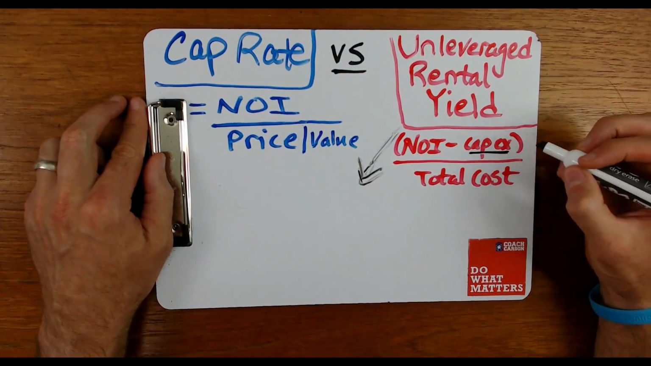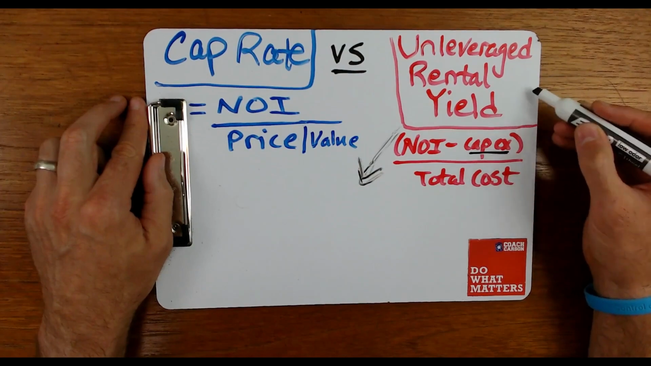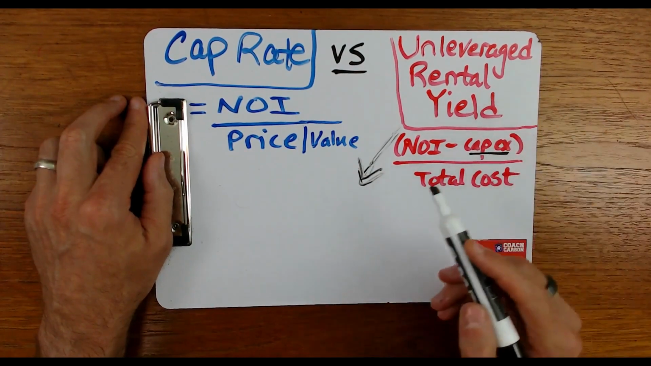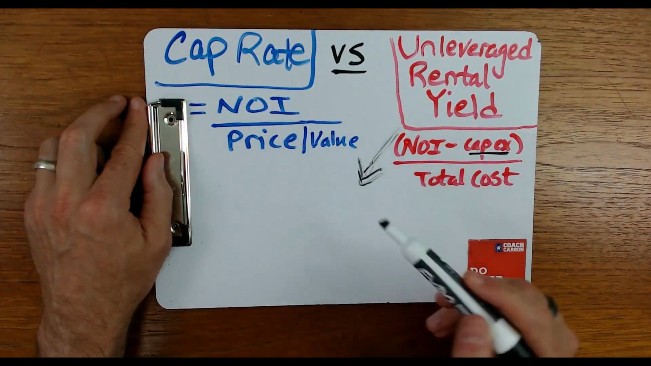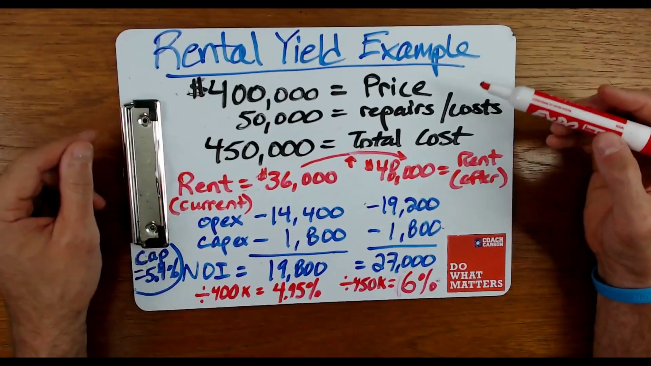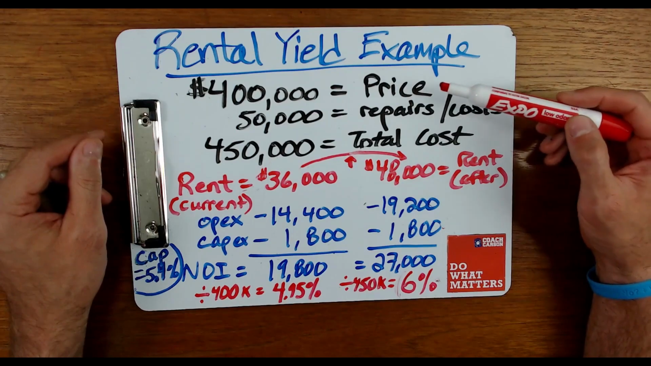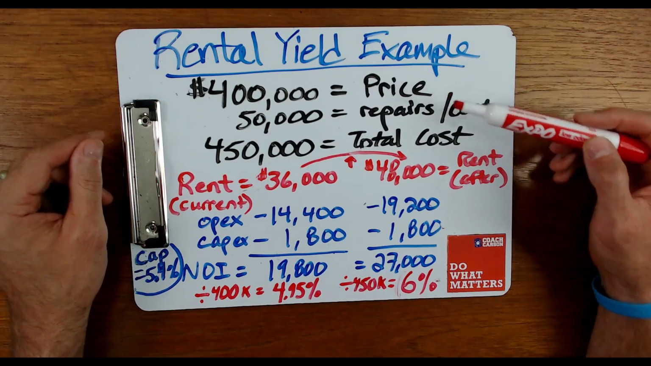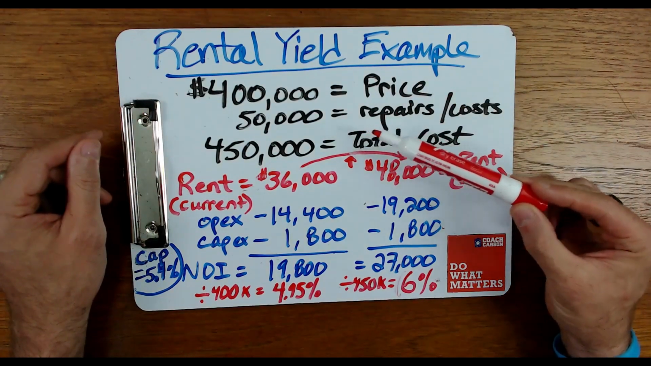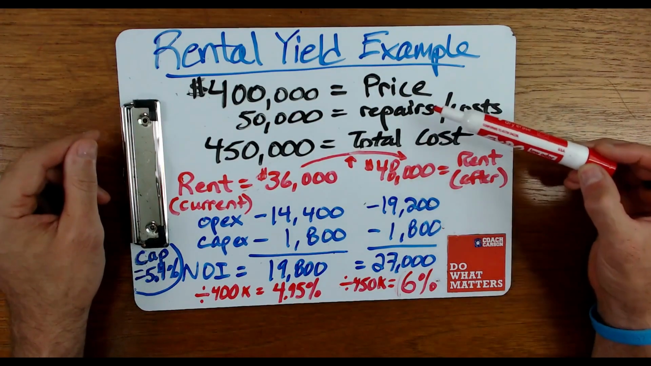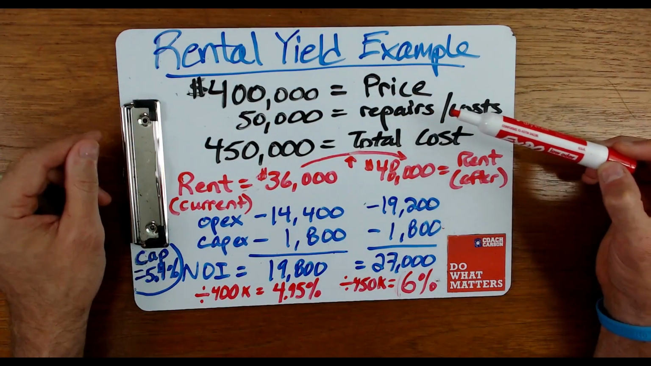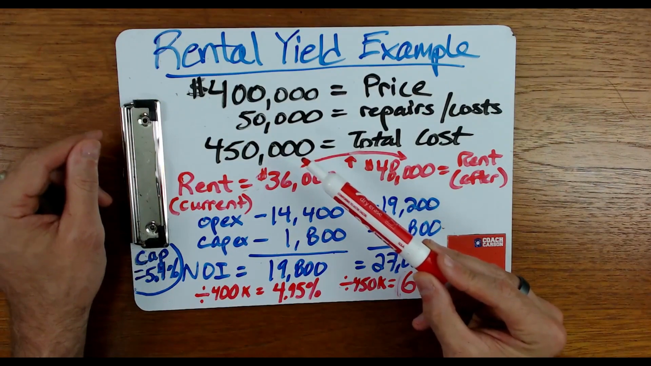I'm going to now show you an example of how you might use unleveraged rental yield in a real property, and then compare that with what cap rate would look like. Here's an example of how I might use rental yield on a real property. Let's say I'm buying a house, or a fourplex in this case, for $400,000, and I'm going to put $50,000 in repairs and costs in order to see some potential to increase the value and increase the rents of the property. So I have a total cost of $450,000.